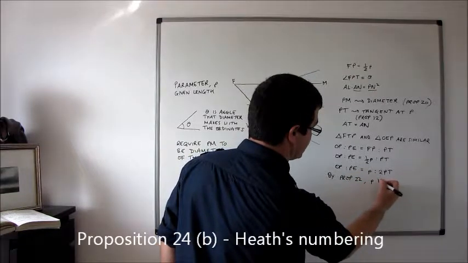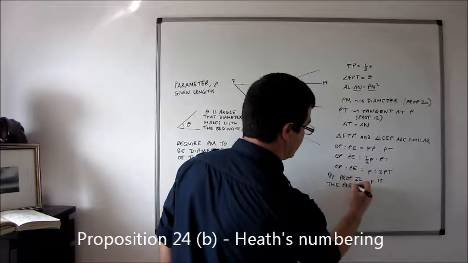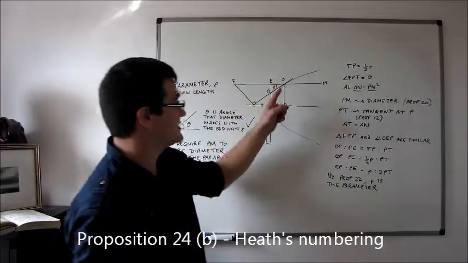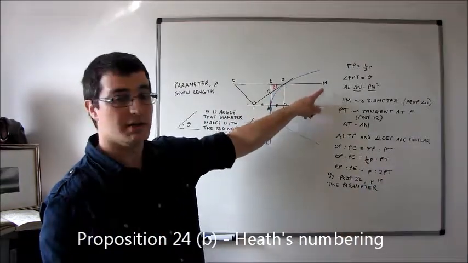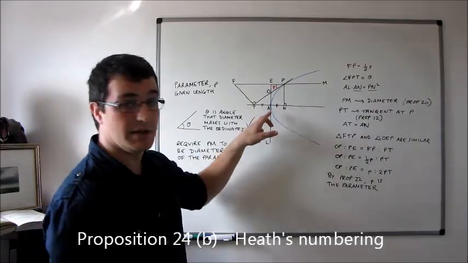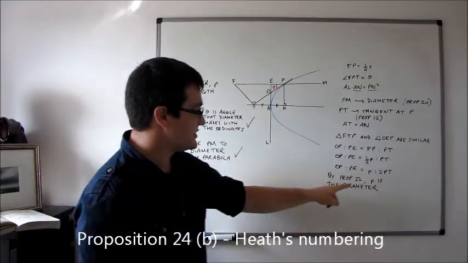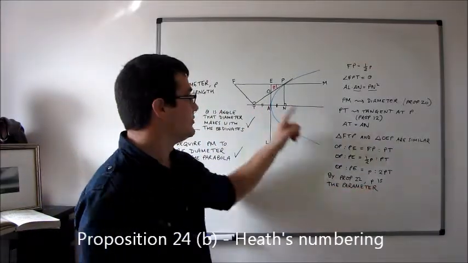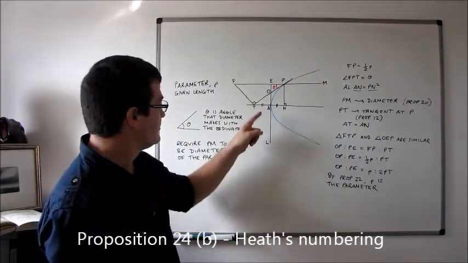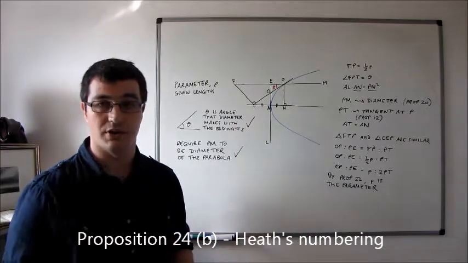P is the parameter, at least with respect to PM. So an interesting thing to note here is that the parameter with respect to the axis, AL, is potentially different to the parameter with respect to this diameter PM. But it's proposition 22 that really concludes the whole argument.